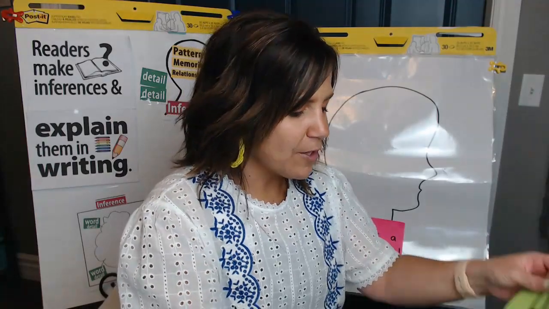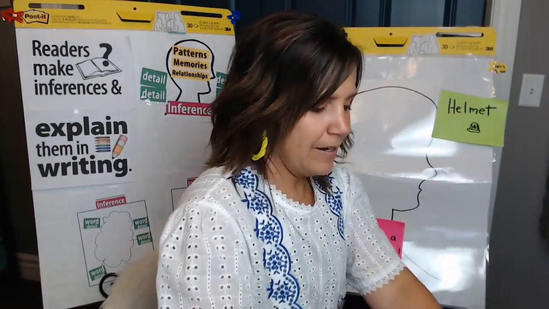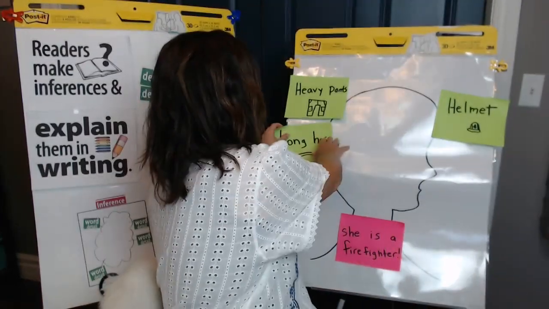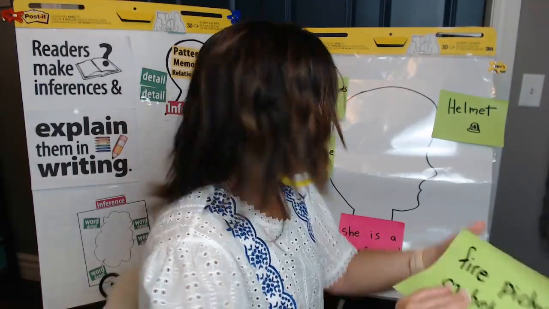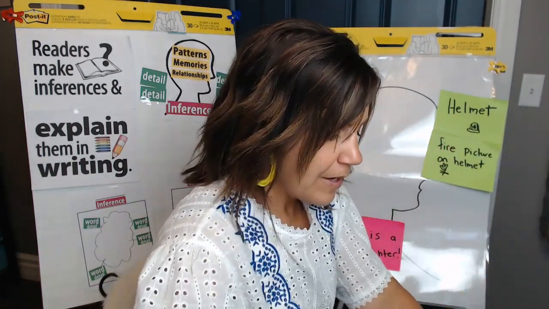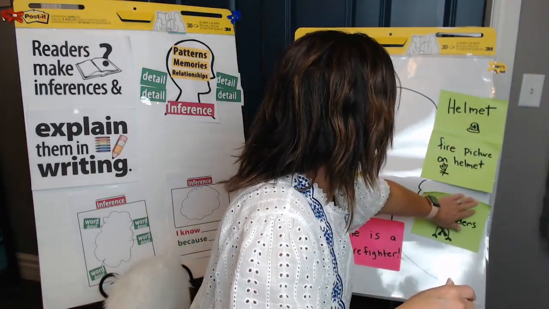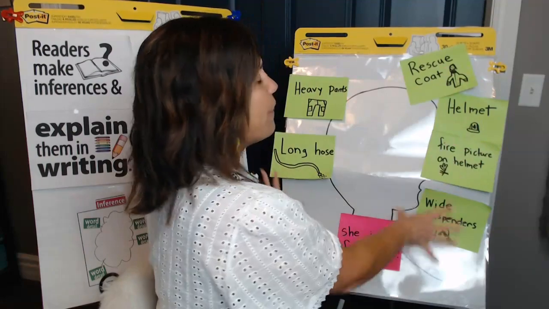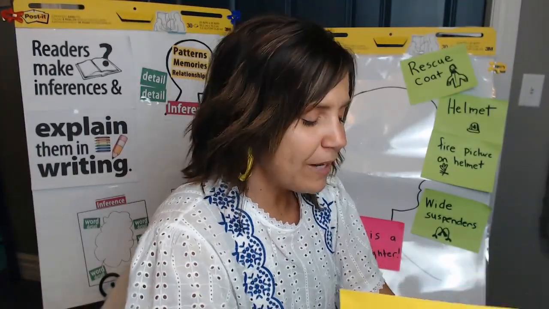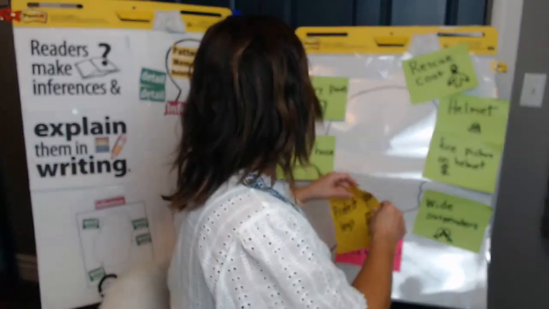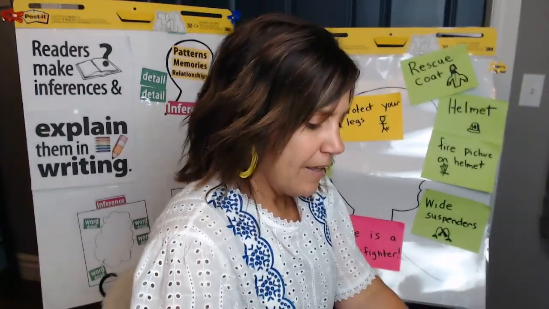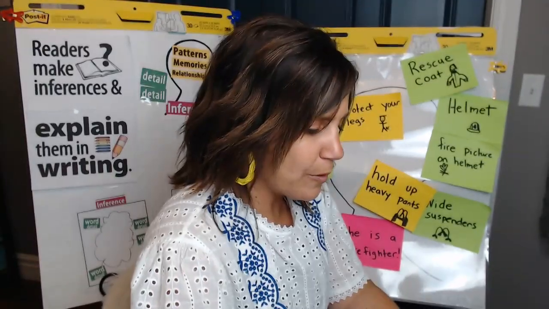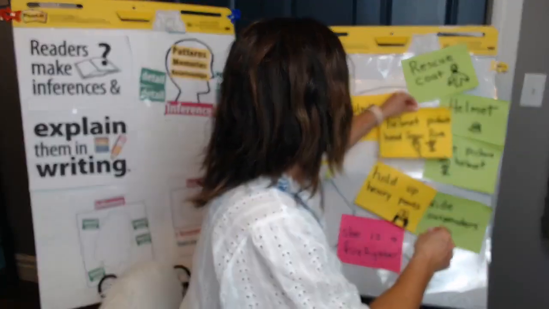Okay, and then some of those details were she had a helmet, she had heavy pants, she had a long hose, she had a fire on her helmet. That was a picture detail. She had wide suspenders to hold her pants upright, and then she had a rescue coat. Right? Those were the reading voice details, and then our thinking voice thoughts: the heavy pants protect your legs, the suspenders hold up the heavy pants. That's what we were thinking about. The helmet protects the head from fire.